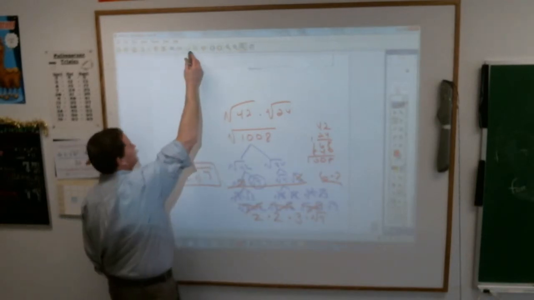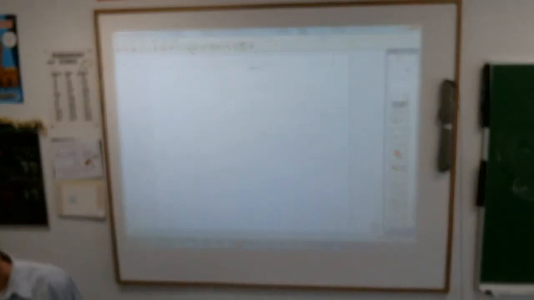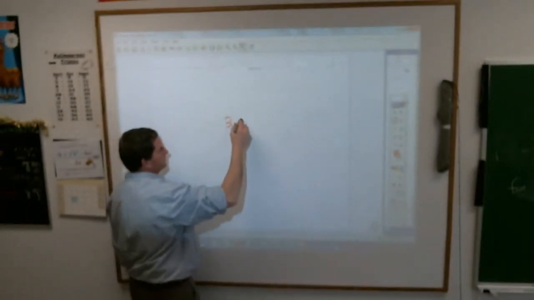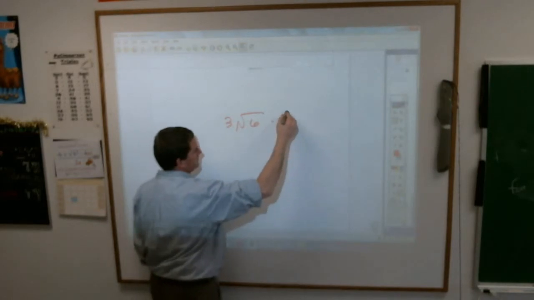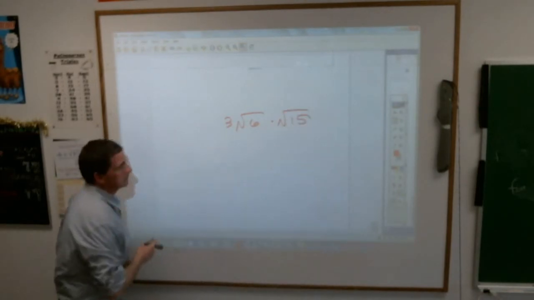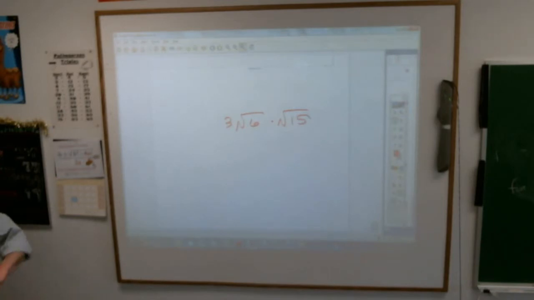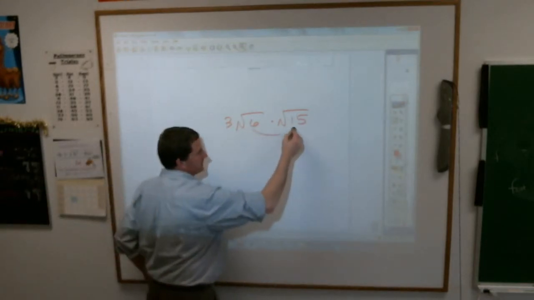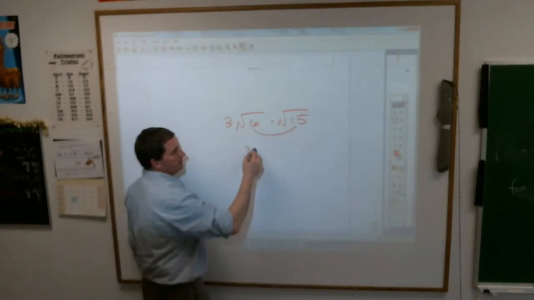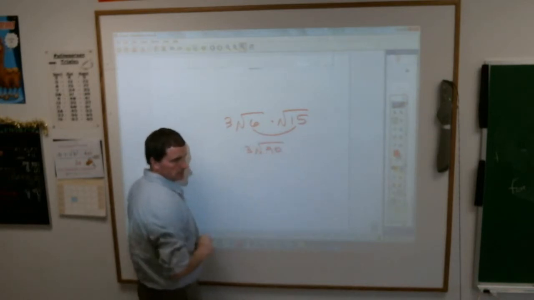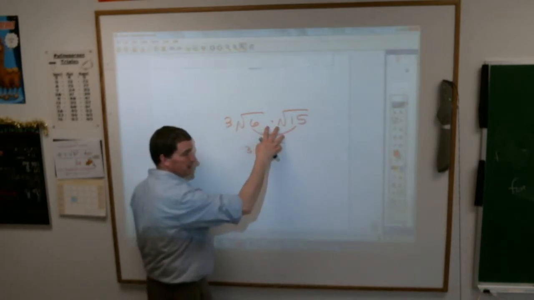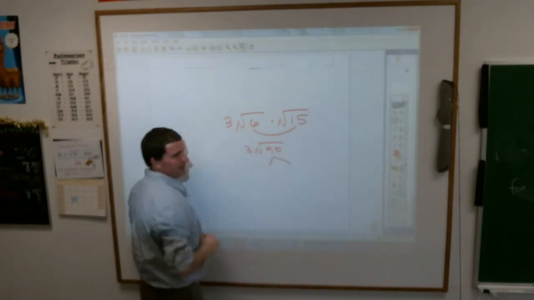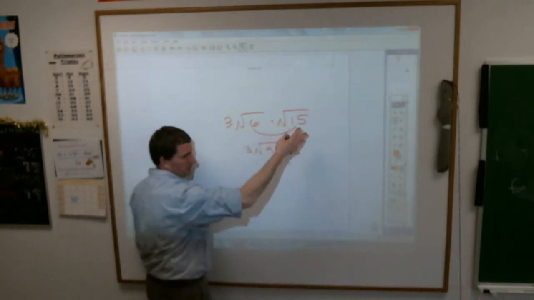How about another example, you say? Why not? 3 times the square root of 6 times 15. What's the deal with that? Okay, it's the same thing we just talked about. You can multiply 6 times 15 and get 3 times the square root of 90, but then you have to try to factor out the square root of 90, so you end up redoing what you just did. Your call.